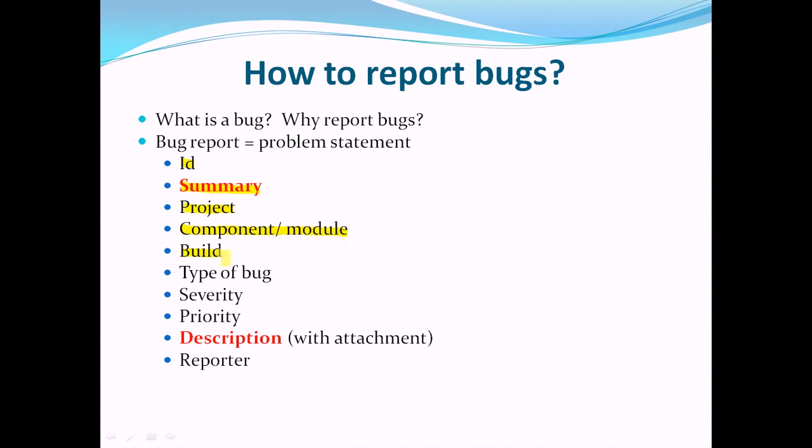You also have to provide the build. In which build of the product or service did you observe the bug? So whether it was a recent build or you were testing an older build of the product or service. So the build number has to be specified over there. Some people call it the build number, some people call it the version number. So depending on whatever is your naming scheme, you can use the corresponding build number.